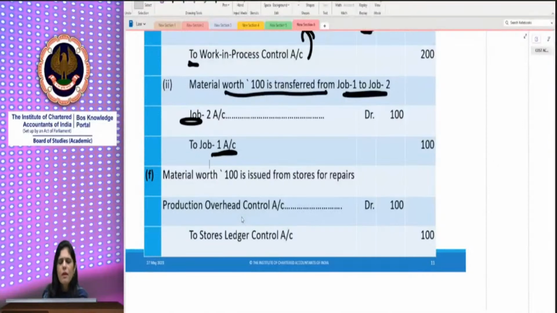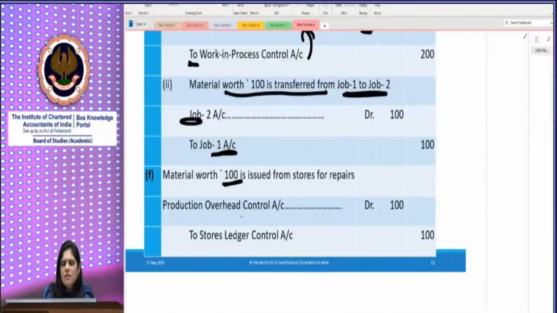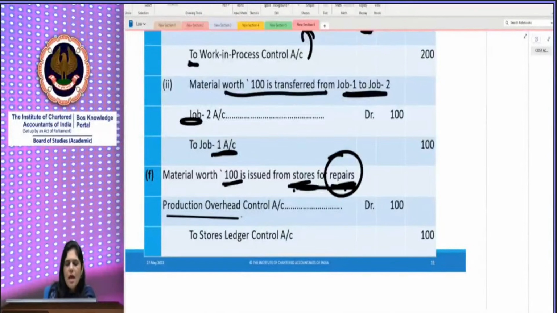Material of ₹100 is issued from stores to repairs. Again, it's an internal transfer. Cost ledger control account has no role to play. So from stores to repairs. Repairs will be your indirect expenses, so it will go to production overhead. And where is it coming from? From stores. So stores will be credited and production overhead will be debited. Where it is going, it will be debited. From where it is coming, it will be credited.